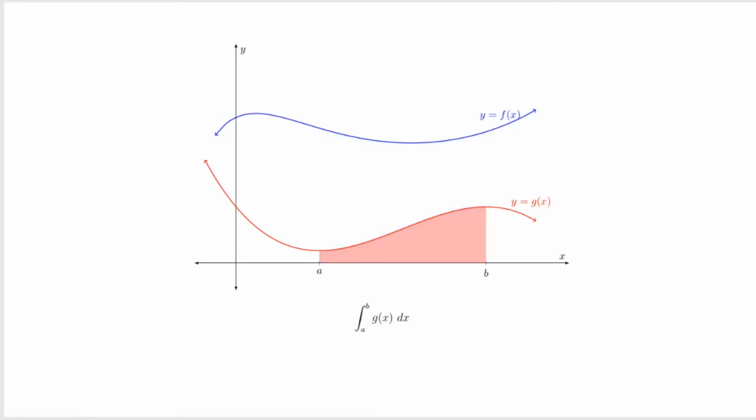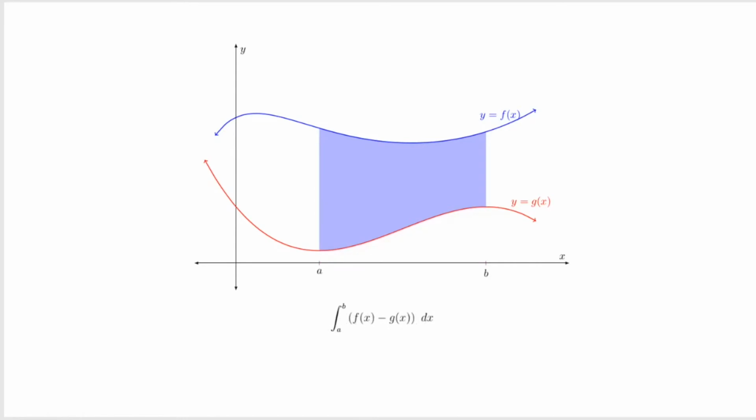And we also know how to compute the area under the curve g and above the x-axis between a and b. That's the integral from a to b of g of x with respect to x. And the basic idea is that the area we're looking for, the area between the curves f and g, is the area under the curve f minus the area under the curve g, which is the integral from a to b of f of x dx minus the integral from a to b of g of x dx.